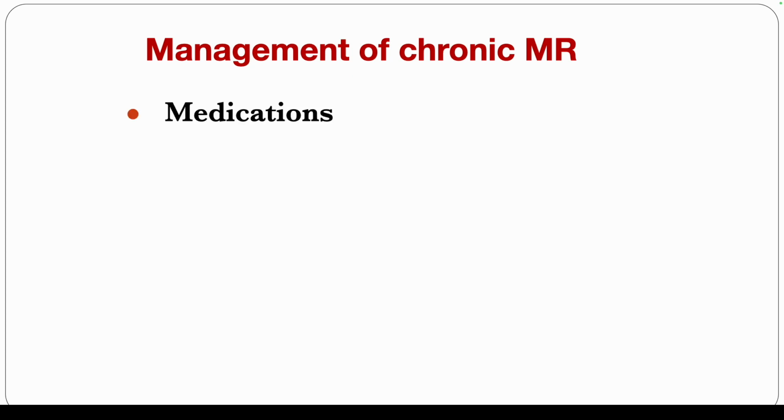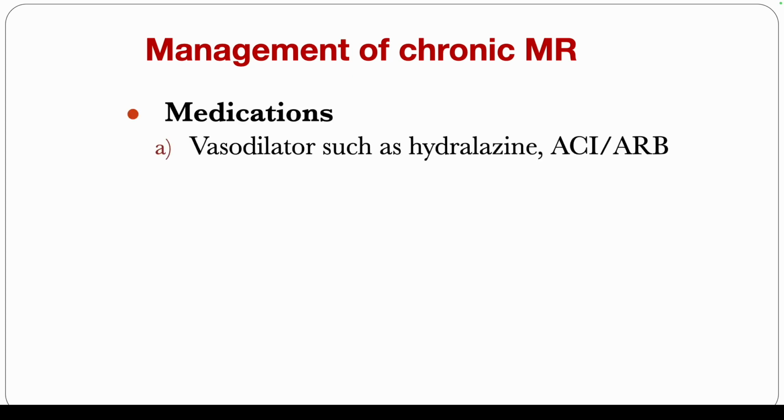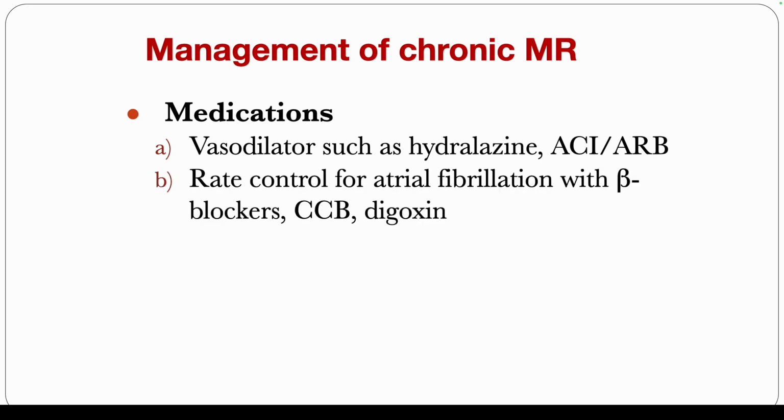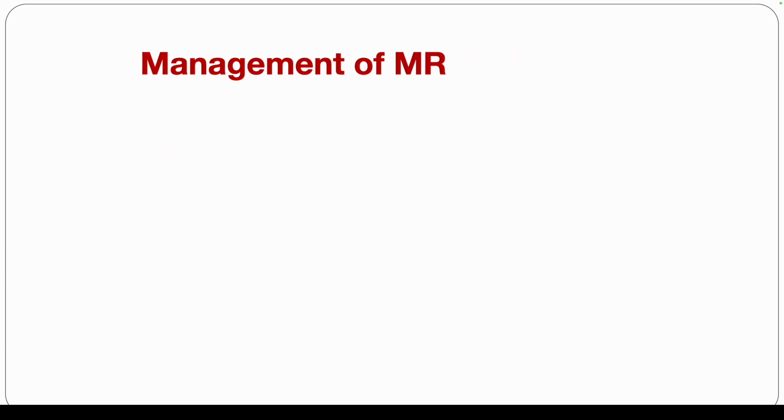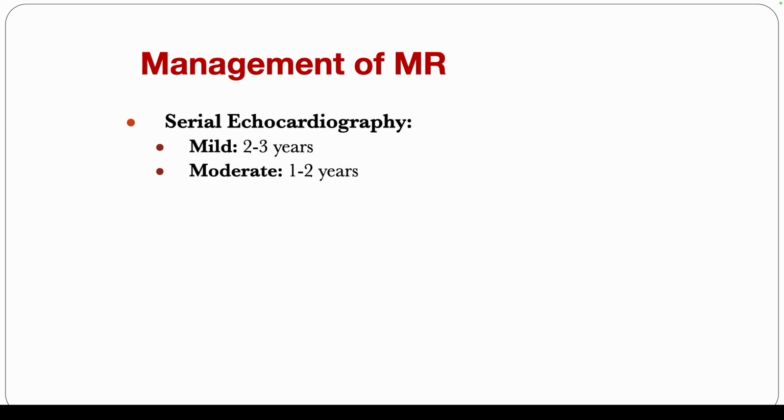Chronic MR: vasodilators such as hydralazine, ACE inhibitors, ARBs. Rate control with beta blockers, calcium channel blockers, or digoxin, preferably digoxin. Anticoagulation in atrial fibrillation and flutter. Diuretics for fluid overload. So this is for chronic MR. Serial echo every 2 to 3 years in mild disease. In moderate, it's 1 to 2 years. In severe, 6 to 12 months.